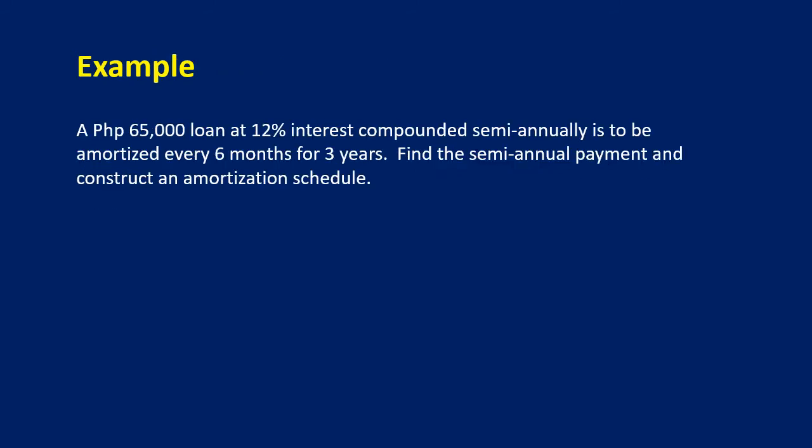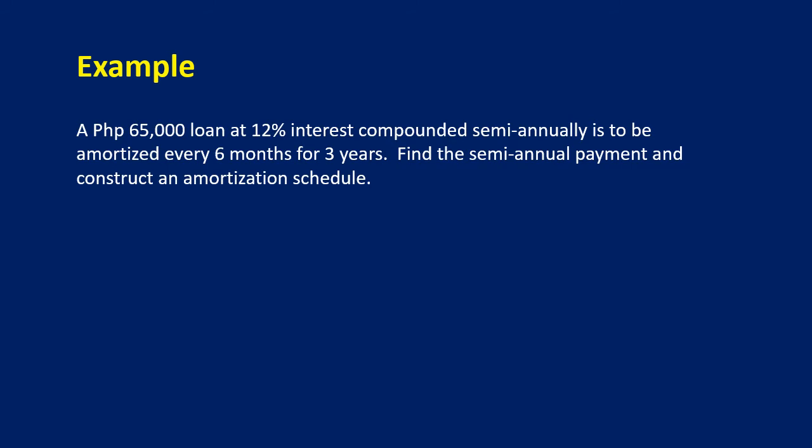Alright, so let's look at this example. You have a 65,000 loan at 12% interest, compounded semi-annually, to be amortized every 6 months for 3 years. Find the semi-annual payment and construct an amortization schedule. Of course, you cannot find an amortization schedule if you do not find the regular payment. Okay?